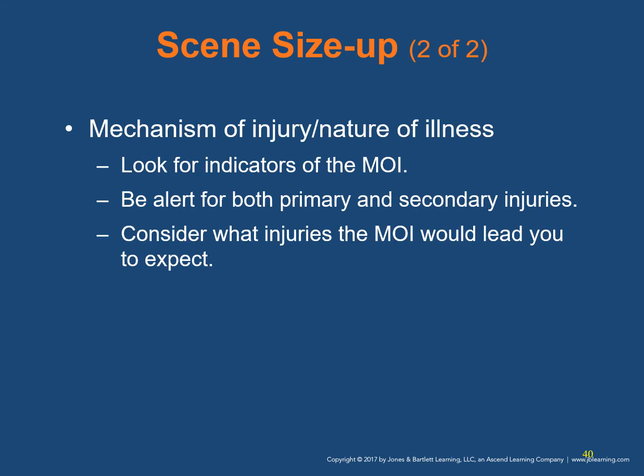Mechanism of injury, nature of illness. Look for indicators of the MOI. Be alert for both primary and secondary injuries. Primary injuries occur as a result of the MOI. Secondary injuries are a result of what happens after the initial injury. Consider what injuries the MOI would lead you to expect.